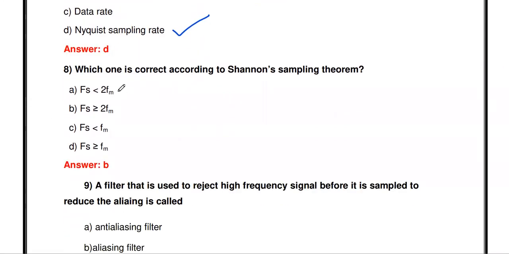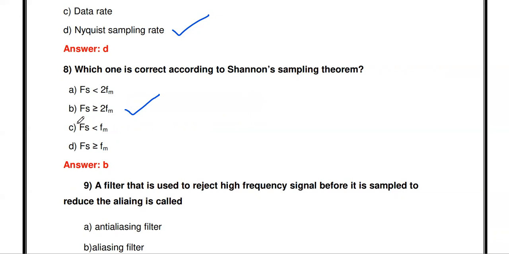And the next one: which one is correct according to the Shannon sampling theorem? The options are the sampling frequency Fs less than 2 Fm, greater than or equal to 2 Fm, less than Fm, greater than or equal to Fm. The correct one is that the sampling frequency Fs must be greater than or equal to twice the maximum frequency of the message signal. So this is the correct answer.